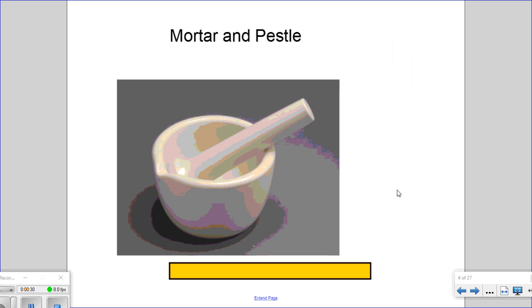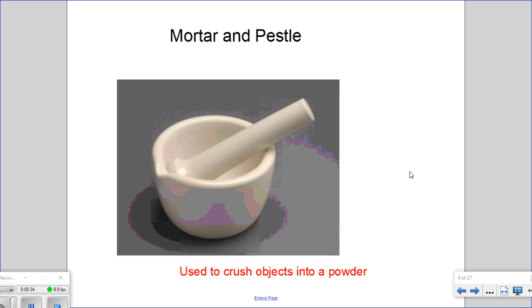Here we have a mortar and pestle. Mortar and pestle are used to crush objects into a powder. So you have the bowl, and then you have this stick-like object, and then you just grind up that object into a powder.